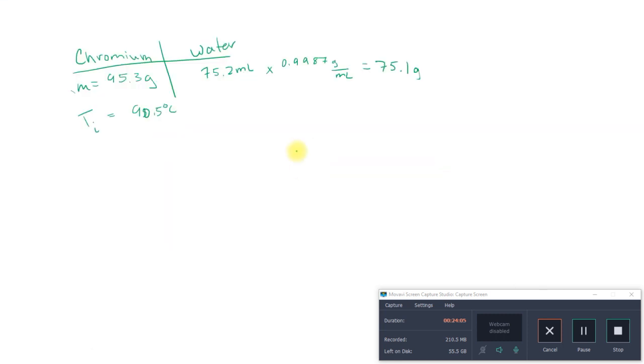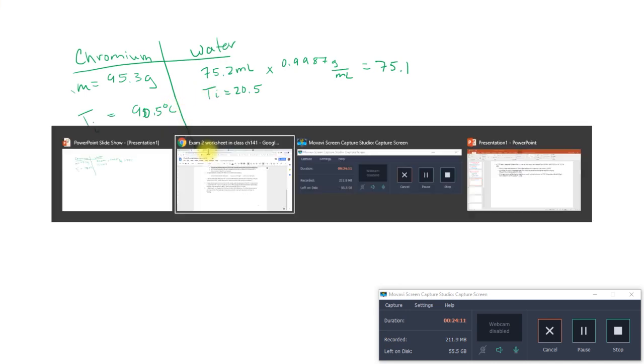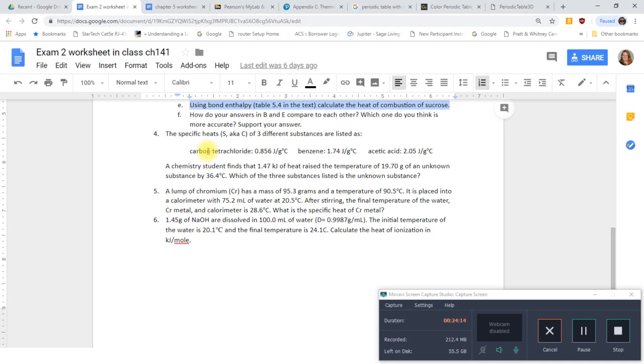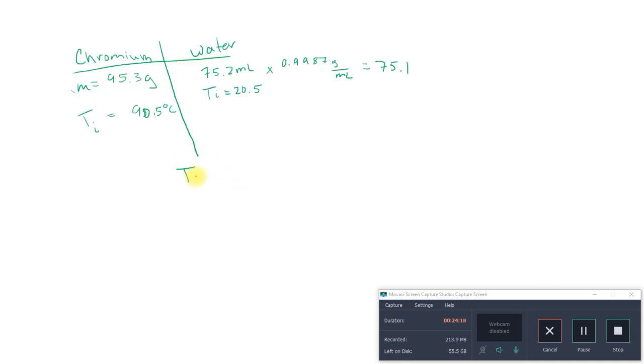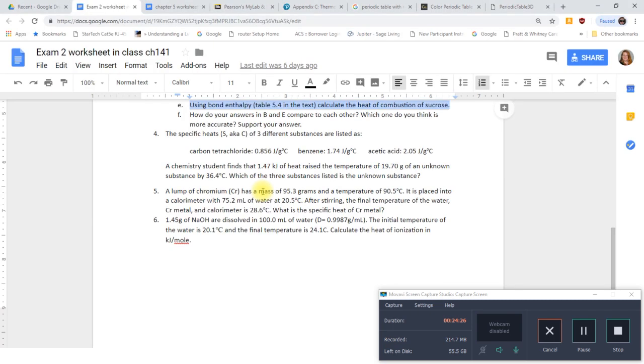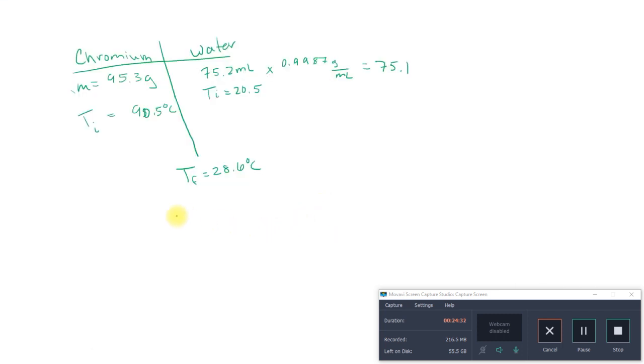The water starts at 20.5. So when the metal is put in there, it's at 20.5. The metal is really hot, so it's going to get cooler while the water gets hotter. And the final temperature of everything together is 28.6. When objects are touching, the water, the calorimeter, and the metal, they are all going to equalize their temperatures. Heat keeps moving around until the temperatures are equal. So we can find the specific heat.